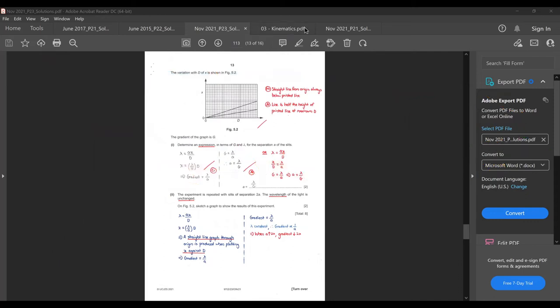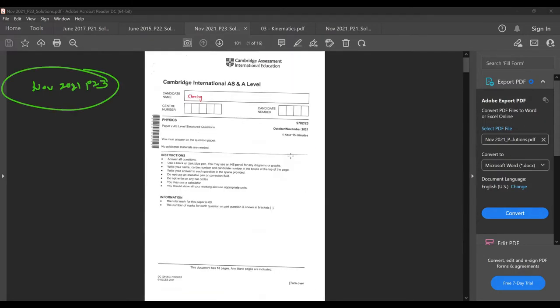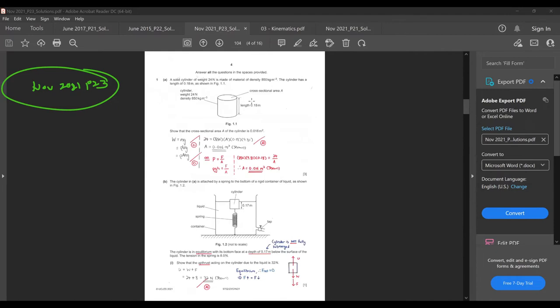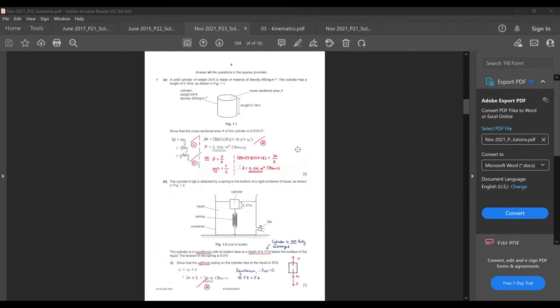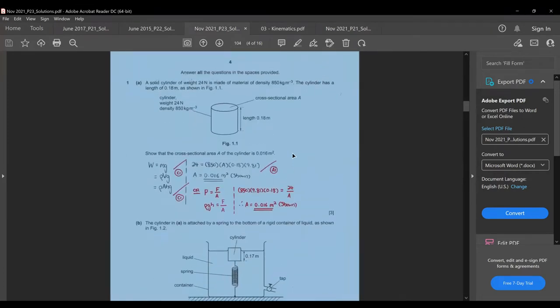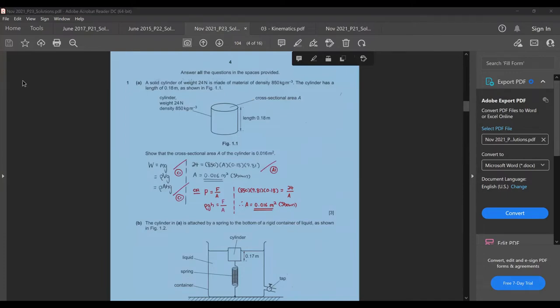Okay, we'll just do the November 2021 P23. This one will start from the beginning. For the earlier parts of the question, we can actually breeze quite quickly through. So let's go with P23, question one onwards.